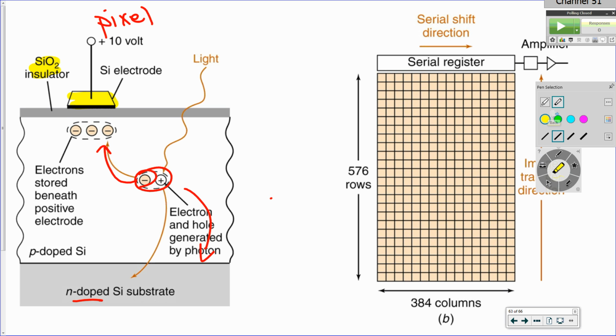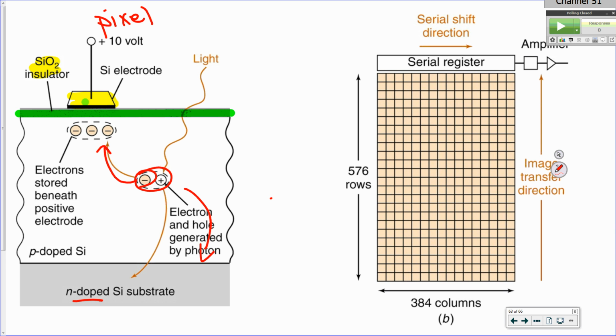Let me use a different color. The electron's drawn to that pixel, this electrode, but it can't cross it because it can't go across that insulator. So there's a barrier here that traps these electrons in what's called a well. So you can store the electrons underneath this well until you've got enough electrons to count. Okay, so we vary that with integration time.